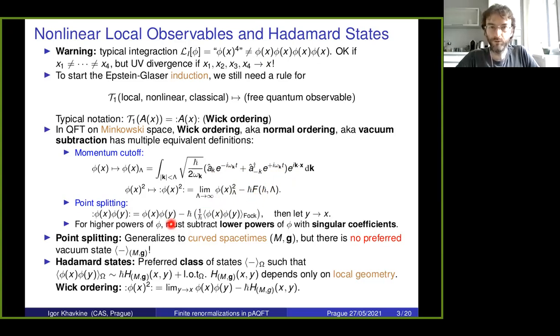An equivalent way of doing this is noticing that this kind of subtraction does not necessarily require a momentum cutoff, but could be done using point splitting. So you take the product of these operator-valued distributions at different spacetime points, and this is well defined as a distributional product. But now you take the expectation value with respect to your vacuum state, and we're very lucky in Minkowski space: we have a preferred Poincaré invariant, so-called Fock vacuum. So it could be done for any operators.